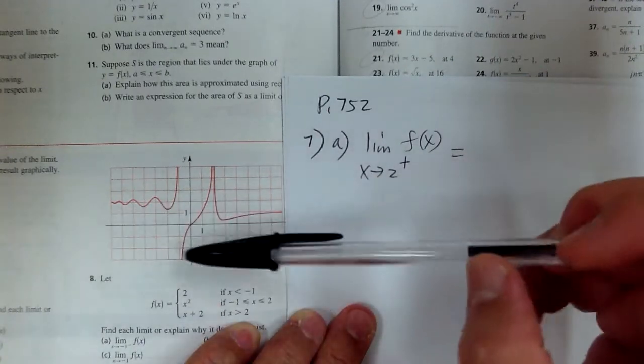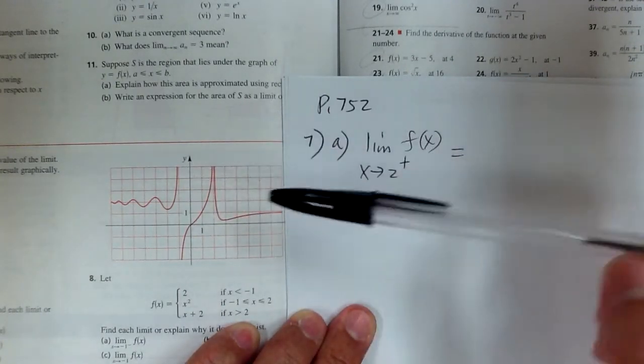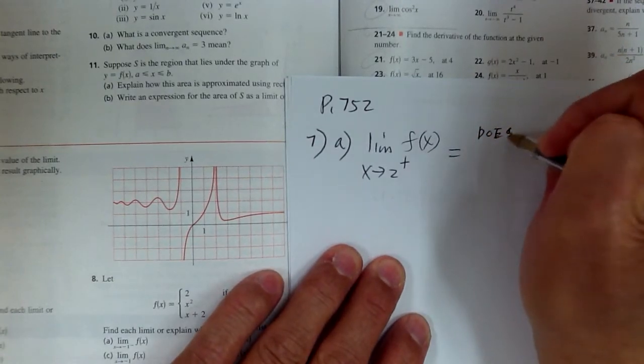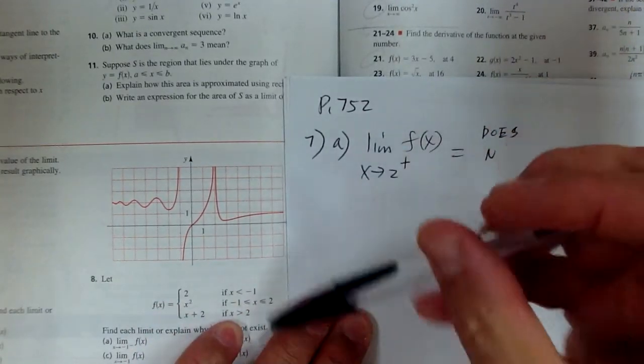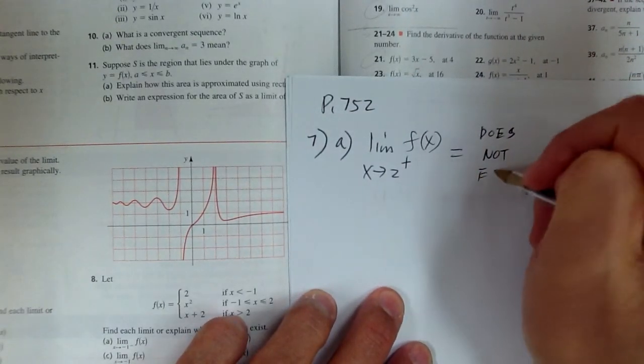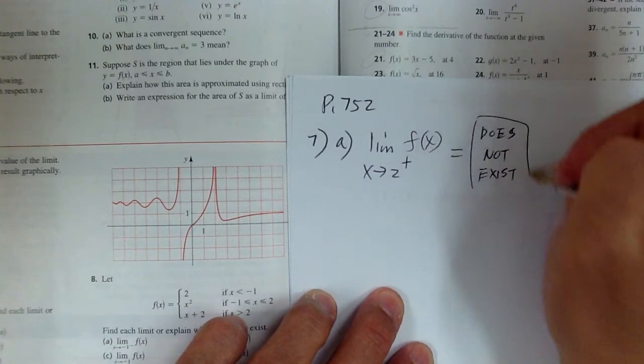Okay? So over here is the 2. Notice it goes all the way up. So it goes to infinity. So in this case, the limit does not exist because it goes to infinity. Again, if you look at this over here, see the 2, it goes all the way up. So the limit does not exist for part A.